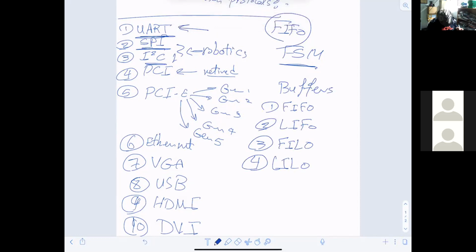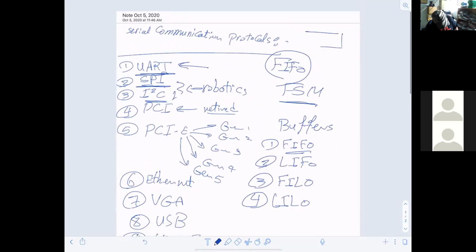Okay, look. FIFO means first in, first out. Like you already have a buffer like this. Whatever you keep pushing, it will get out here. That's called FIFO. LIFO means you keep pushing, but then the last one will get out.